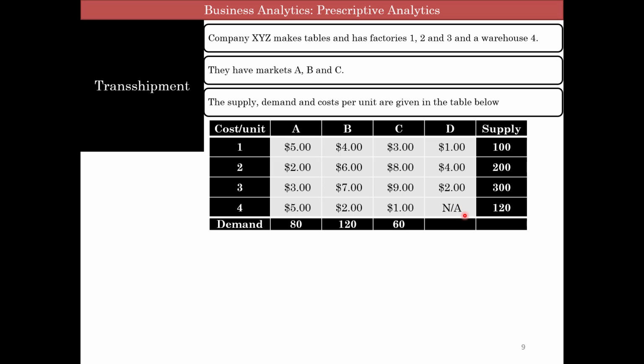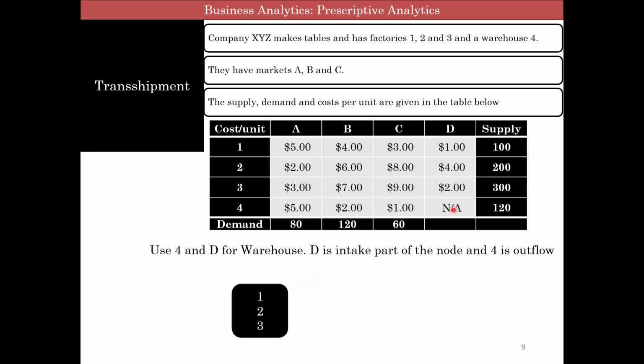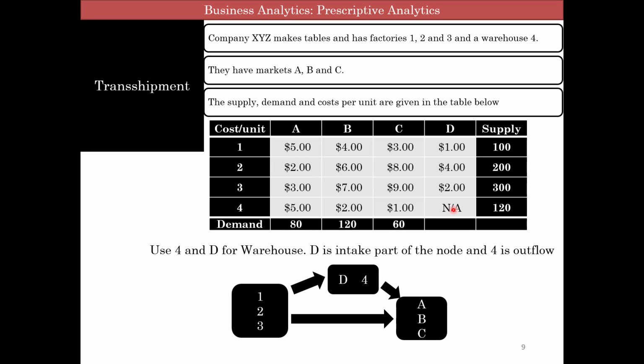And here we are specifying that 4 and D are the same thing. So warehouse 4, when it's sending stuff out, it's called 4. When it's receiving, it's called D. And there is no processing cost inside a warehouse. Otherwise, you can put it here. So D is the intake part of the node. 4 is the outflow. So as you can see here, you can either send from 1, 2, 3 directly to A, B, C, or you can send it through the warehouse.